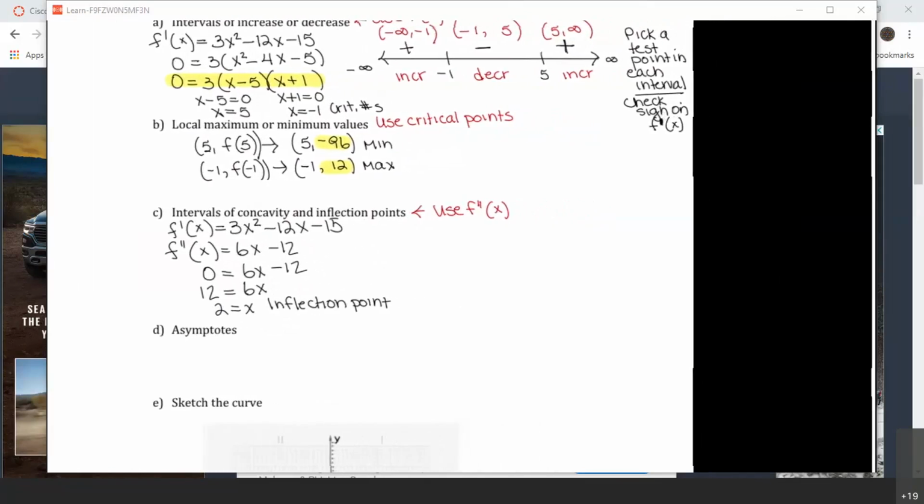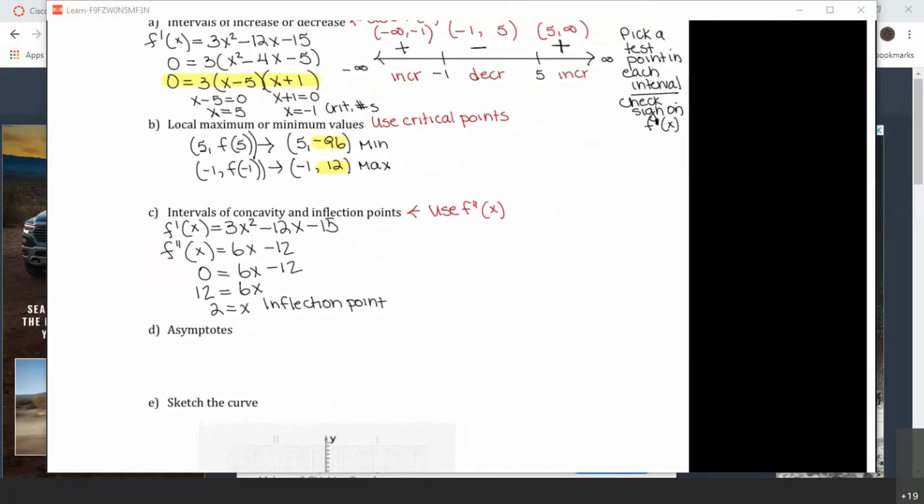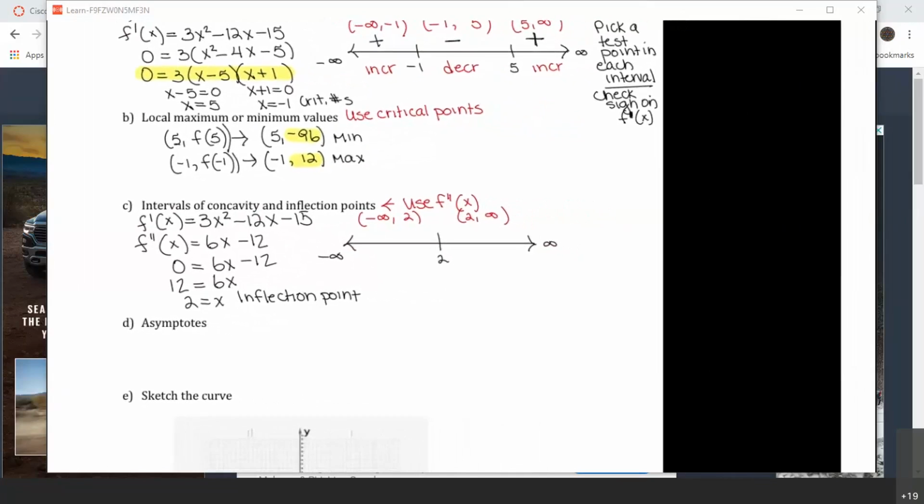Your inflection point will help you do the same thing. You can draw a number line. These are x values, and you can put your inflection point here in the middle. You can see these are going to tell you intervals of concavity: -infinity to 2, and 2 out to infinity. Again, pick test points and put them in your second derivative. I'm going to pick a test point in the left interval. I'll pick 3.